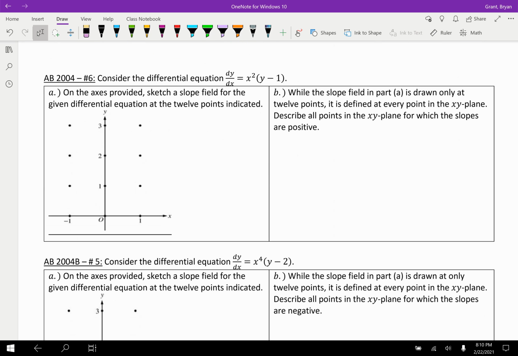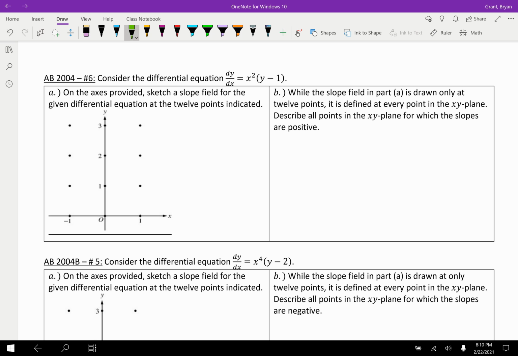So let's take a look at AB 2004. Okay. These are almost always non-calculator active. There are way too many calculator programs these days that'll draw slope fields for you, but they are also usually some of the quickest free response questions to go through. So you should be really excited if you see a slope field. They are easy points.